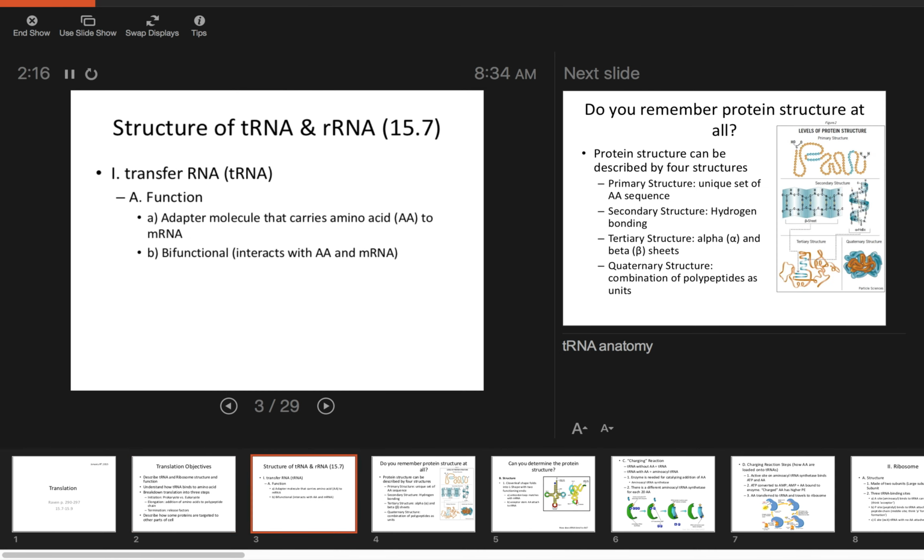So the structure of tRNAs and rRNAs. We'll talk about tRNAs, which stands for transfer RNAs, and their main function is to carry amino acids to the mRNA and to the ribosome. We call it an adapter molecule because it's the link between the mRNA and the amino acid. It's bifunctional because one part of the tRNA interacts with the amino acid and another part interacts with the mRNA. So it's bifunctional, an adapter molecule that connects the link between those two.